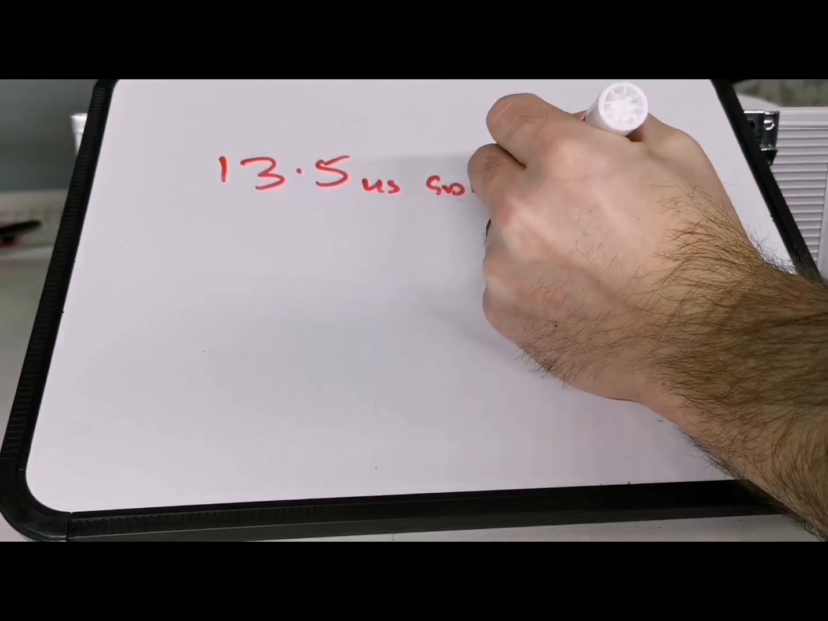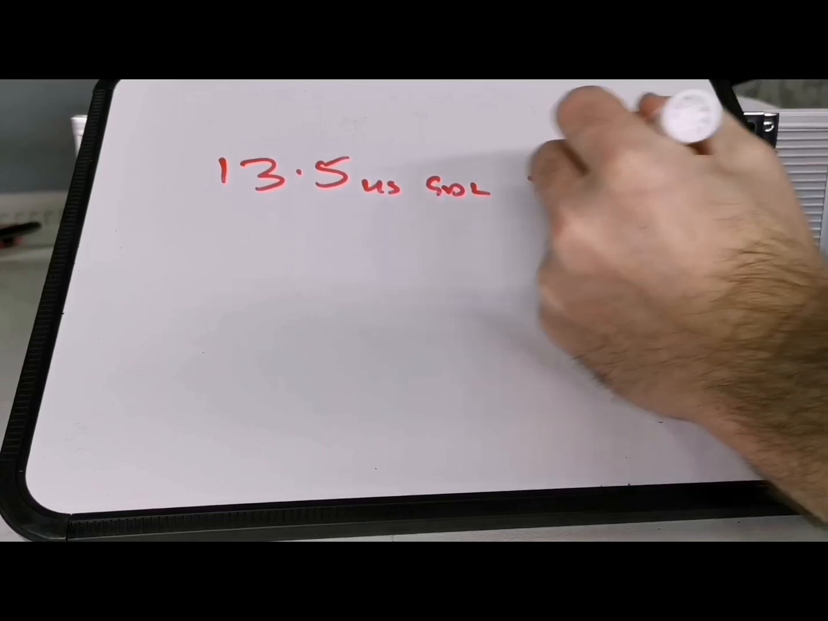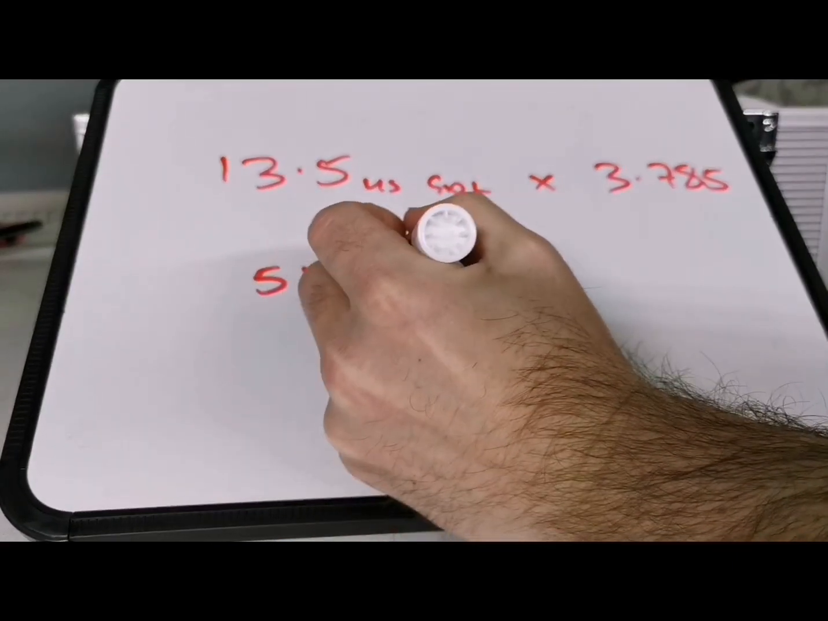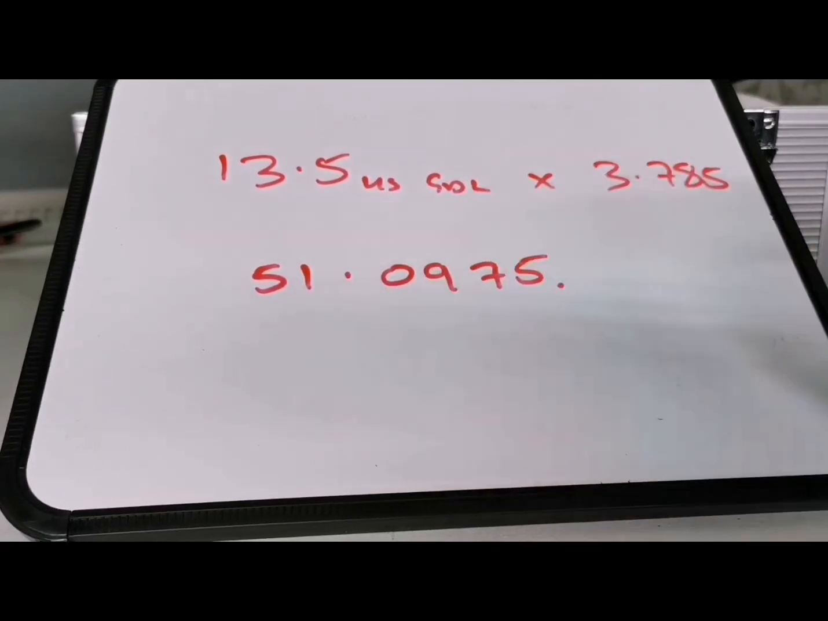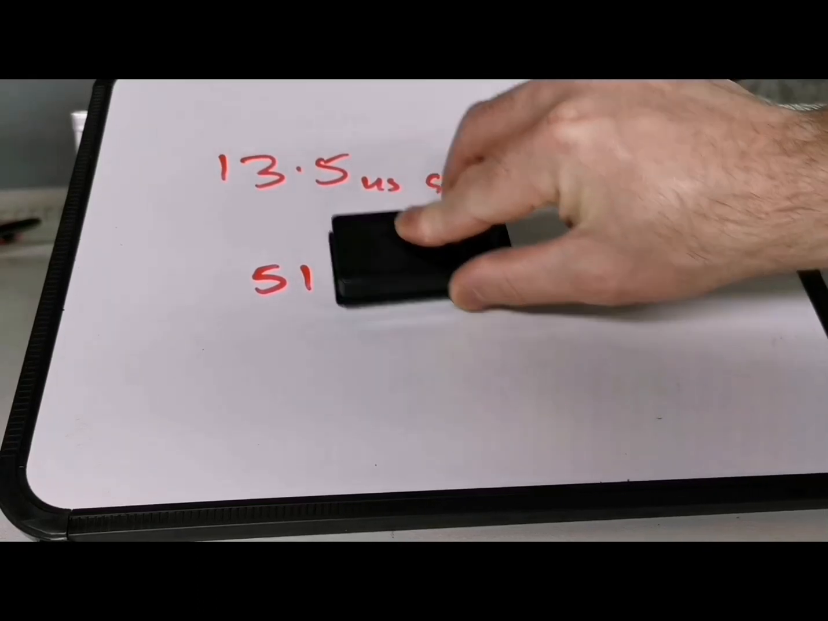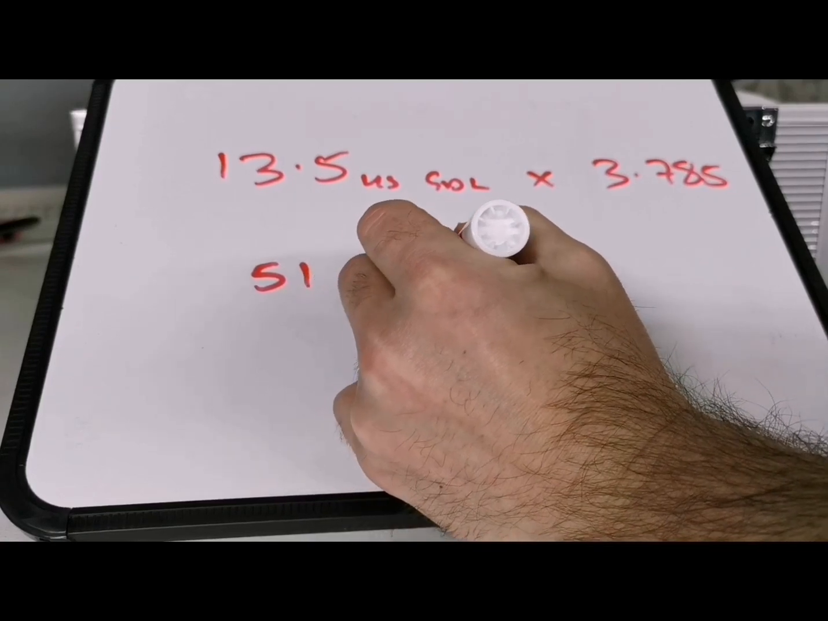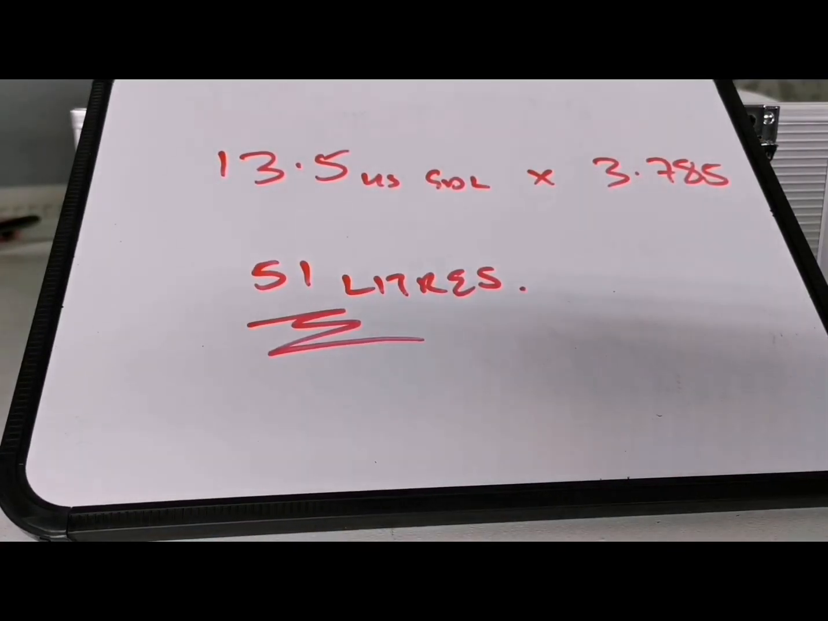So we now need to multiply that by 3.785, which comes out at 51.0975 litres. We'll round that off to 51 litres. And obviously I'm no genius, I didn't work all that out myself. I used a calculator, which you can do as well. Makes life much easier, eh?